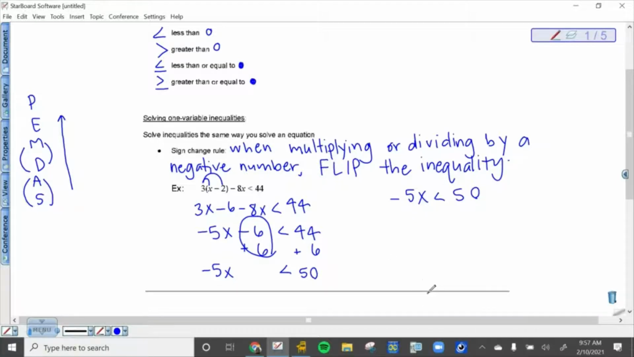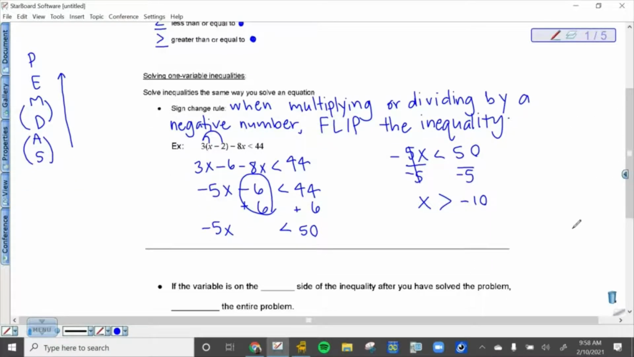And now what's my last step? How do I get x all by itself? Divide by negative 5. What happens when I divide by a negative number? Oh, you flip it. Flip the inequality. So these two cancel out. I'm left with x is now greater than 50 divided by negative 5, negative 10. X is greater than negative 10. Okay.